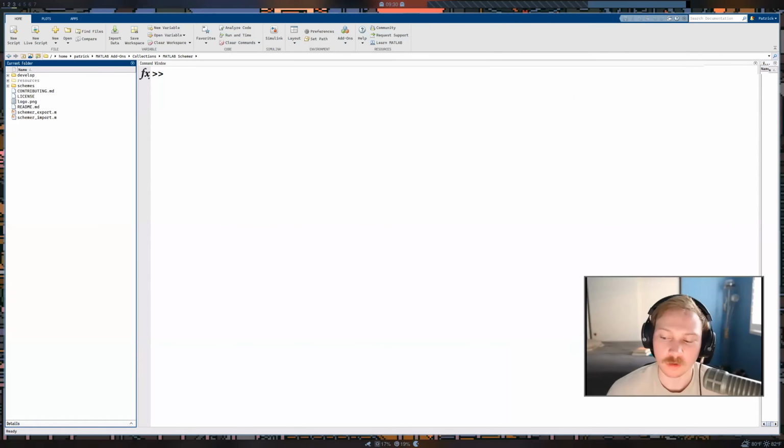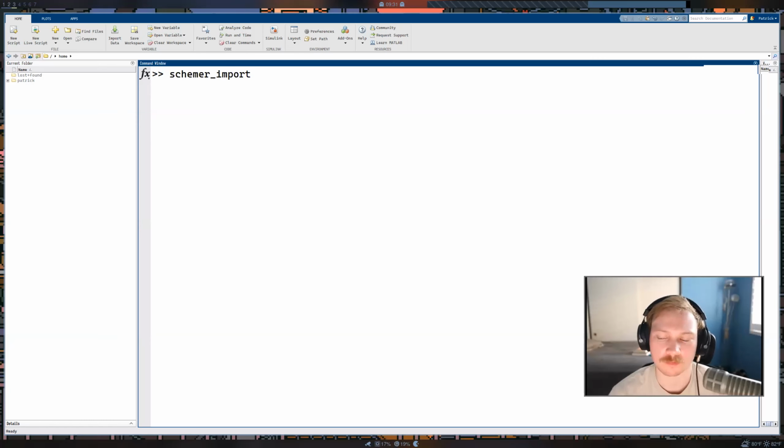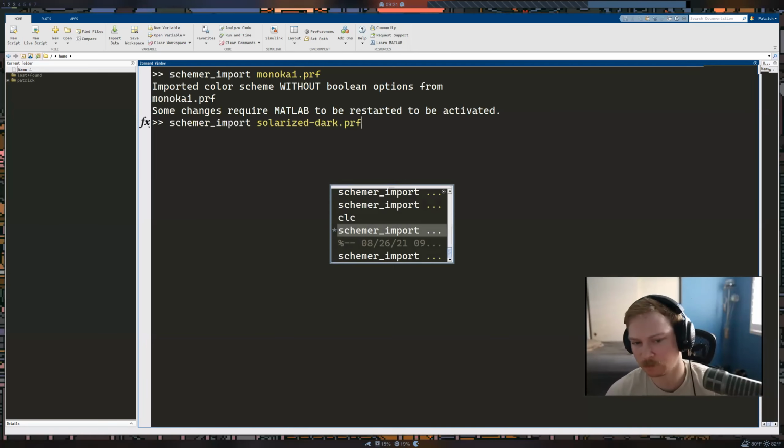Again, you don't need to be in the folder to actually run that code. This is just so we can look at all of the schemes that we have. If you're not in that folder, it doesn't matter. You can still type in monokai.prf and it still works.